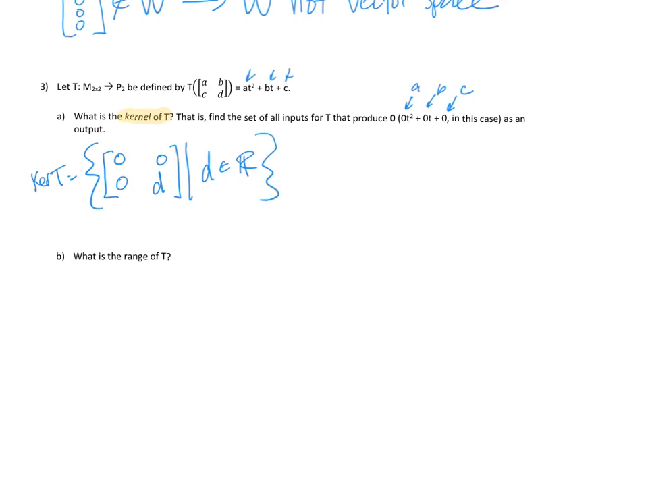And then what is the range of T? The range, remember, is the set of all outputs of a transformation. So what outputs can I get? At squared plus Bt plus C, where A and B are just real numbers. So my range is P2. I can get every possible polynomial of degree 2 or less.